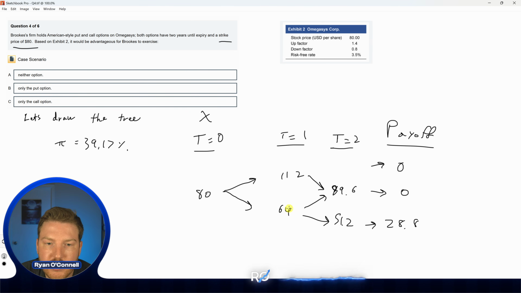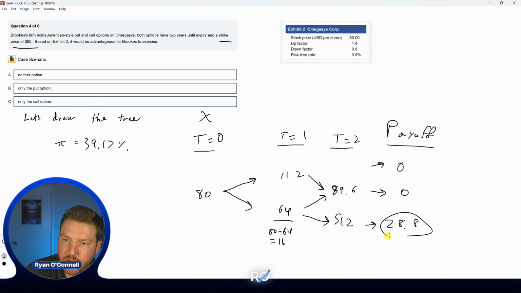If we early exercised at this time, what would we have gotten? We would have gotten the strike price of 80 minus 64, so we could have early exercised it for $16. Would we have wanted to do that? Well, that depends on the present value of this, based on the probability that it could happen, go here, here, and then discount it back.